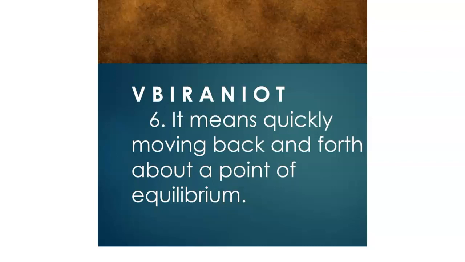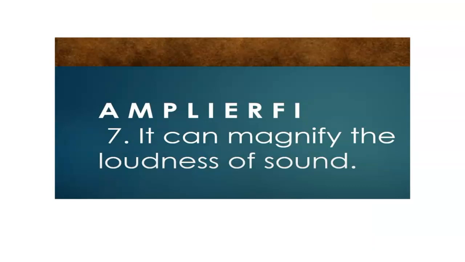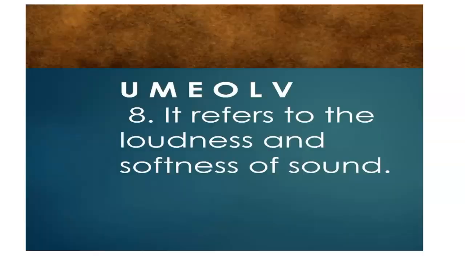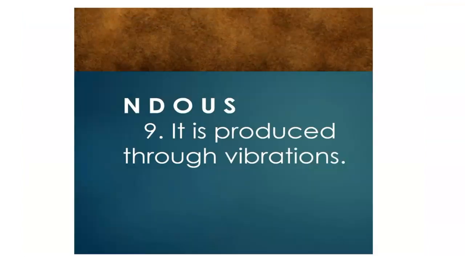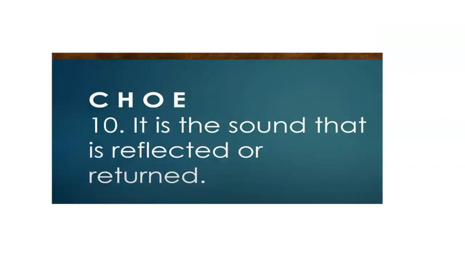Number 6, it means quickly moving back and forth about a point of equilibrium. Very good. Vibration. Number 7, it can magnify the loudness of sound. Very good. Amplifier. Number 8, it refers to the loudness and softness of sound. The answer is volume. Very good. Number 9, it is produced through vibration. Very good. Sound. Number 10, it is the sound that is reflected or returned. What is it? Very good. Echo.